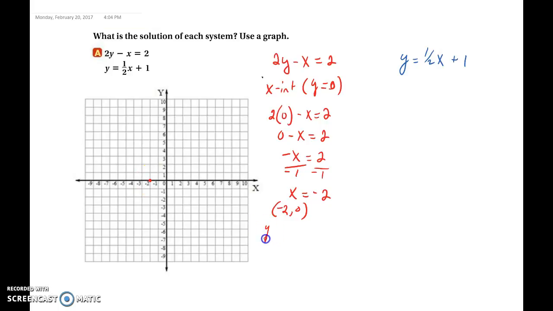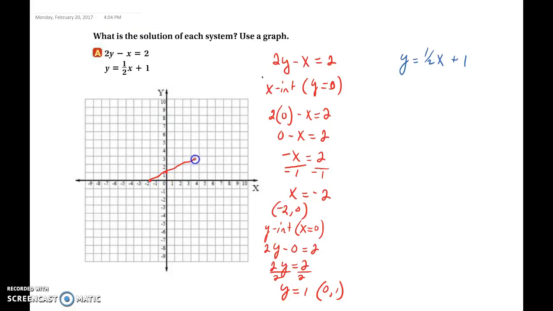Then for my y-intercept, I set x equal to 0. That means 2y minus 0 is equal to 2. 2y is equal to 2. Divide each side by 2. y is then equal to 1. So I have the point 0, 1. Now I'm going to graph this red equation based on those two points.